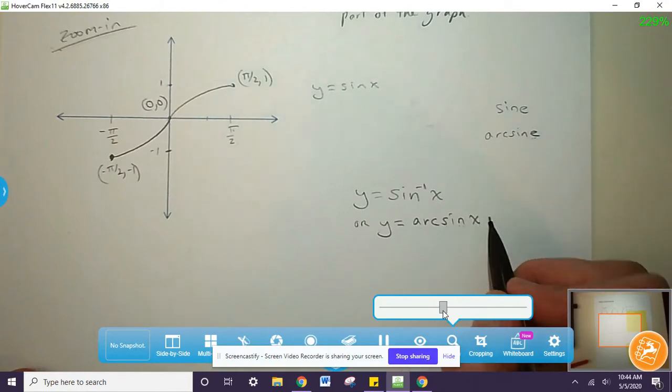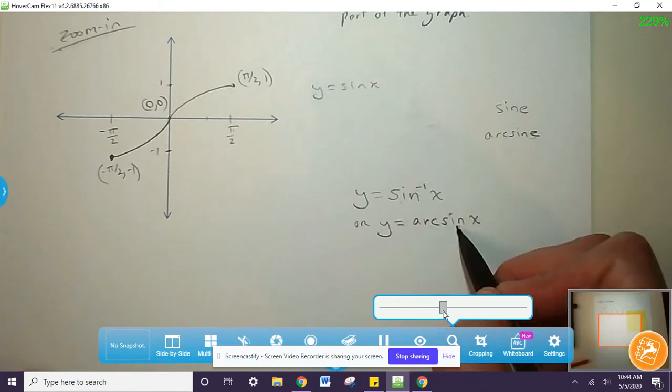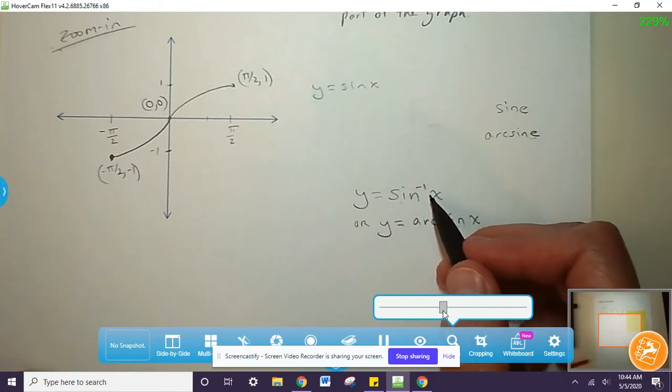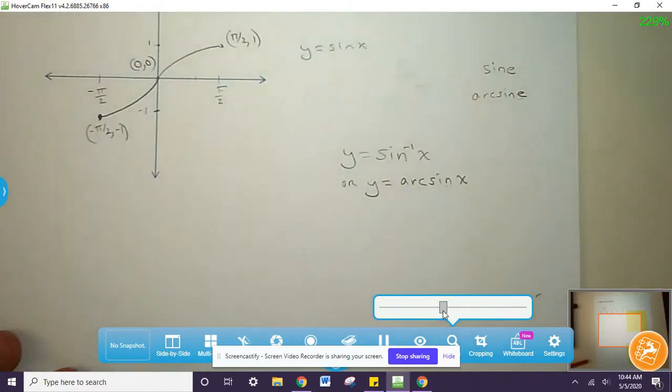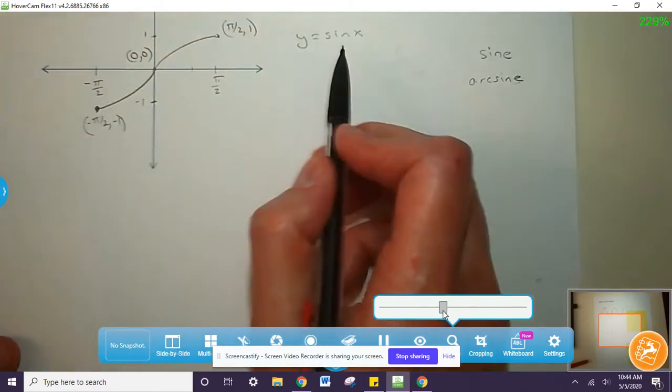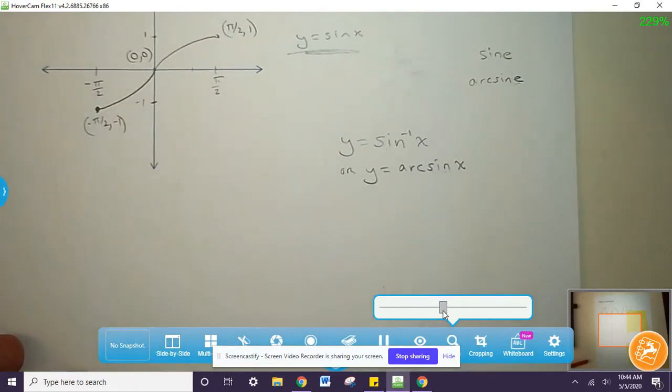And these are interchangeable with each other. So if you ever see sine inverse, it means arc sine. If you see arc sine, it means sine inverse. Completely interchangeable. And in order to get the graph of arc sine, what I'm going to do is use the zoomed in picture of sine, and we're going to use our properties of inverses. That's why we took the time to review them.